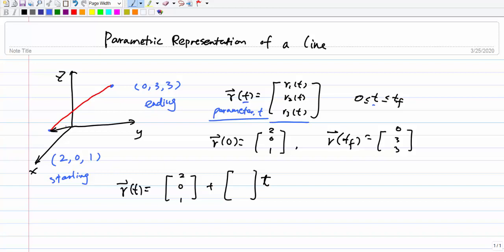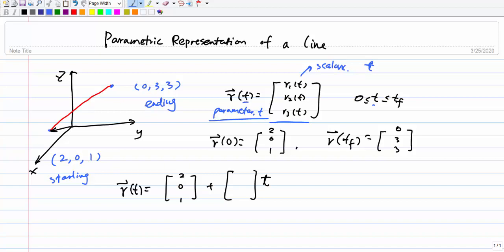Since this is a 3D space, the vector will also be 3D, which means I have r1(t), r2(t), r3(t). Each one is a scalar, and also a function of t. So it will change as t changes.